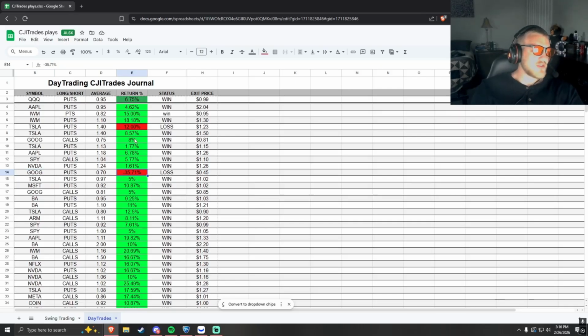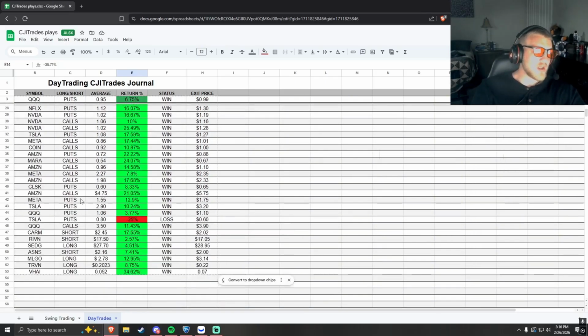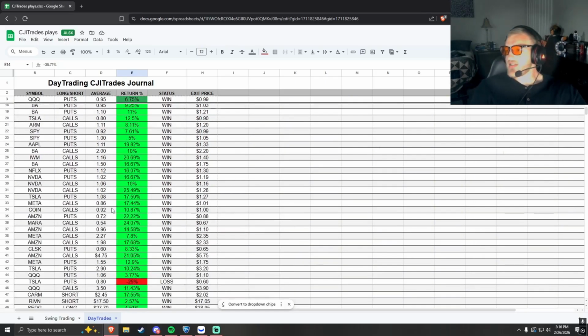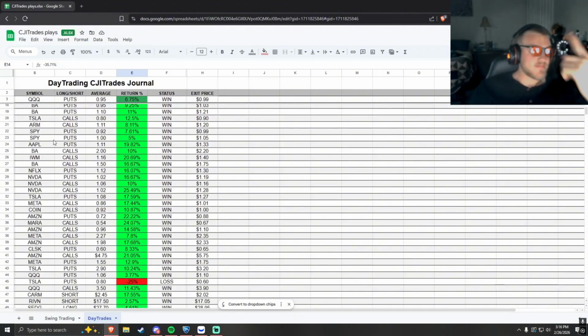And being realistic with you, Tesla is the one that has had 2 one-offs. As you can see, there are other Tesla trades that win, but Tesla's just one of those companies. SPY hasn't lost yet. Apple hasn't lost yet. QQQ, Meta, Amazon, Costco, none of them have lost with this strategy.